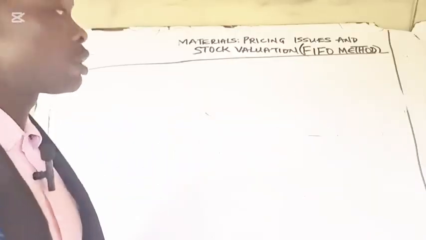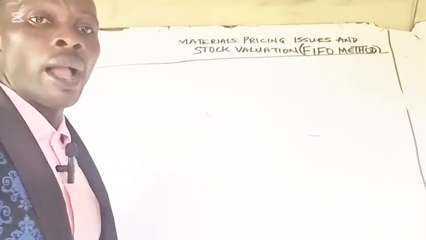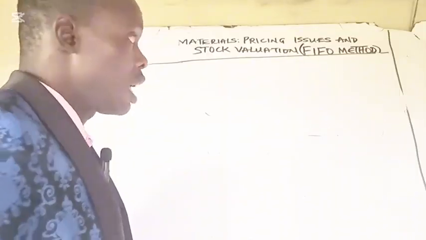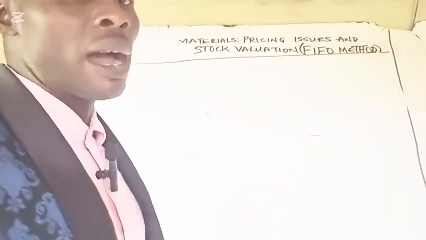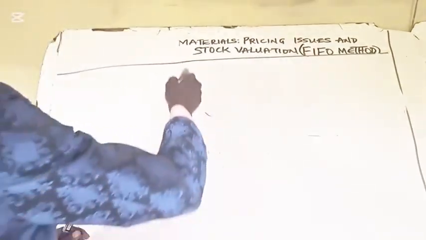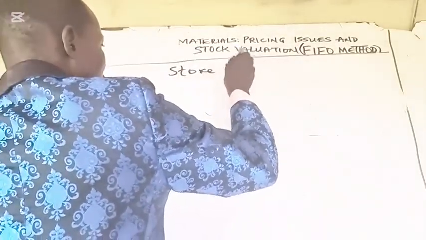Examination questions involving the use of the first in, first out method will require you to determine the value of closing inventory. And to calculate the value of the closing inventory, you will need to prepare the store ledger.